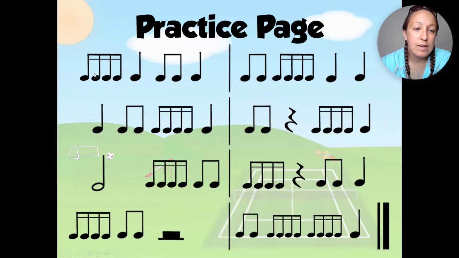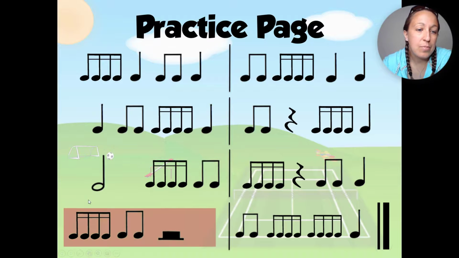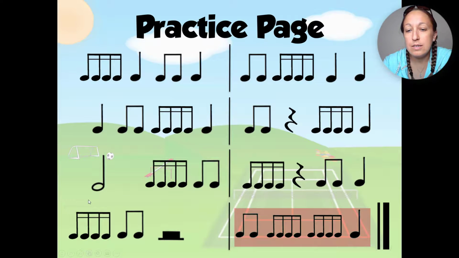My turn. Ta. Tika tika ti ti. Your turn. My turn. Tika tika sh. Ti ti ta. Your turn. My turn. Tika tika ti ti sh. Your turn. My turn. Ti ti tika tika tika tika ta. Your turn.